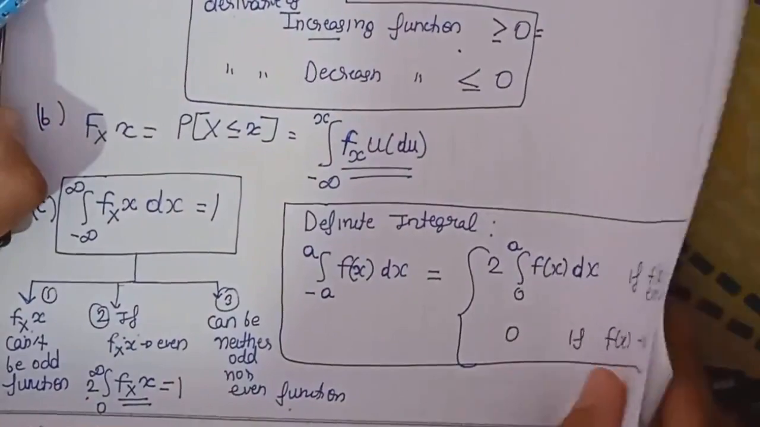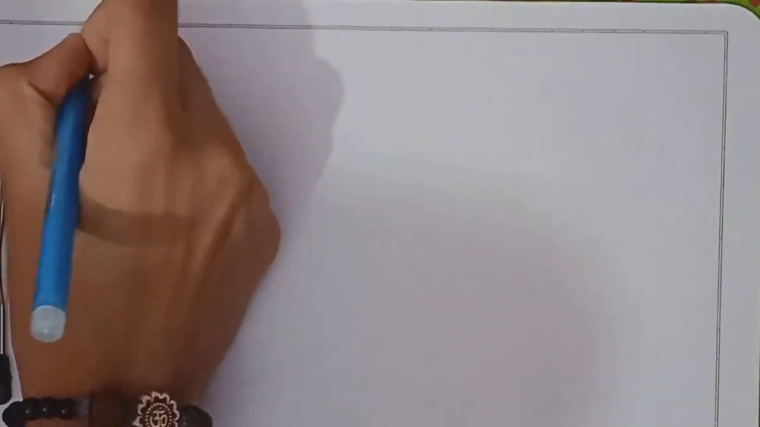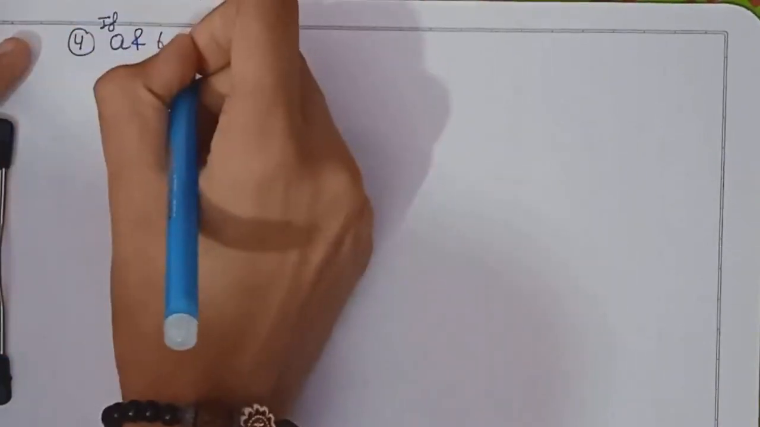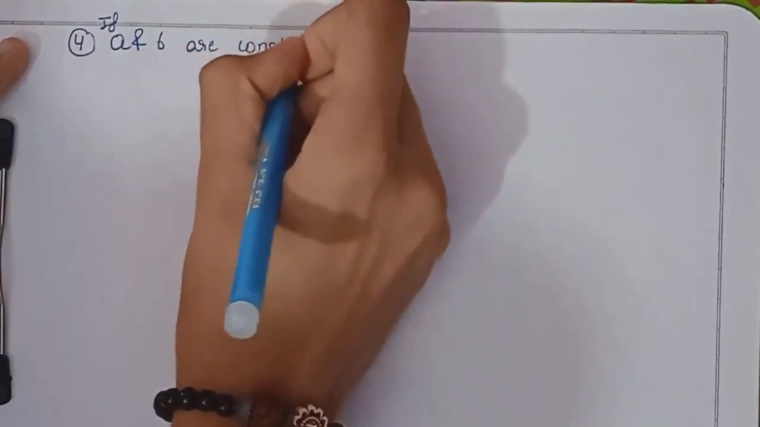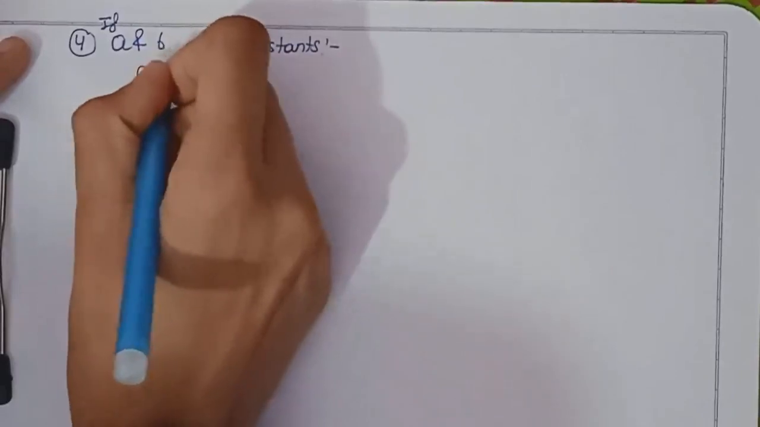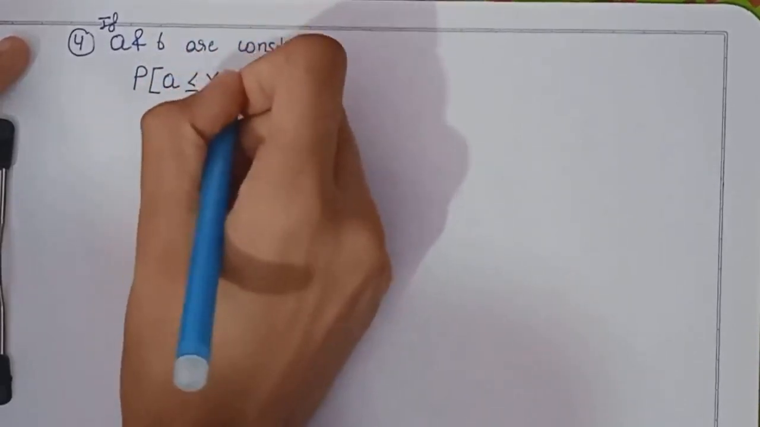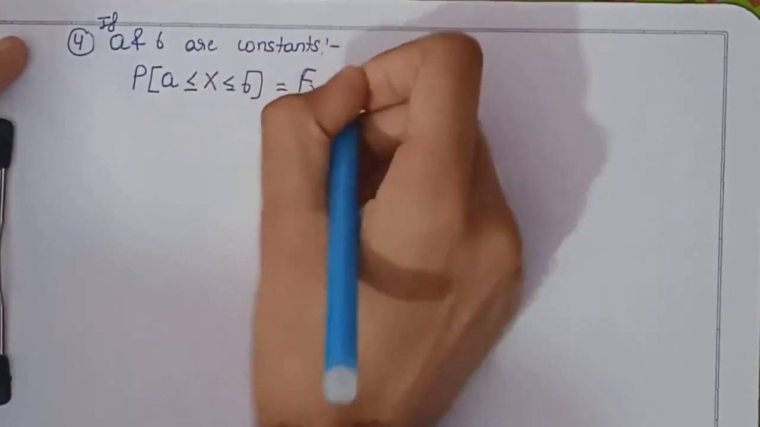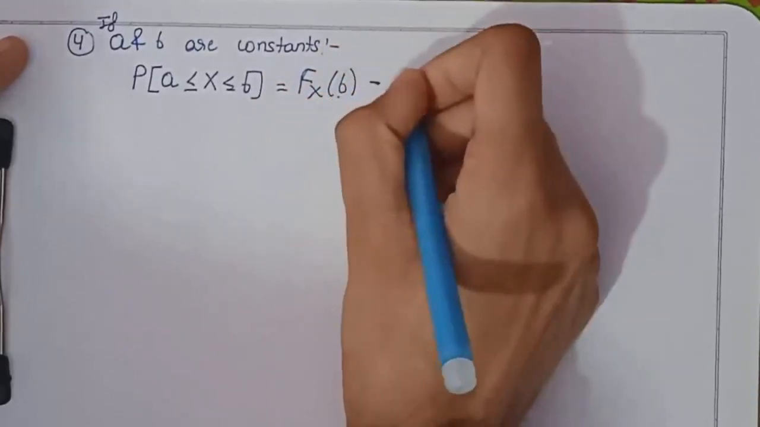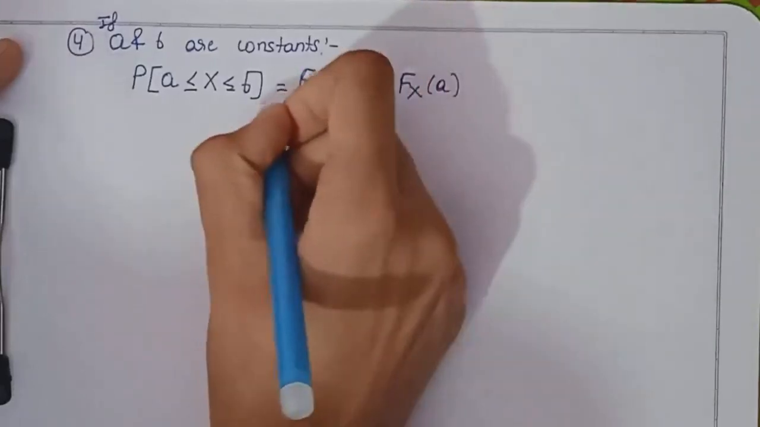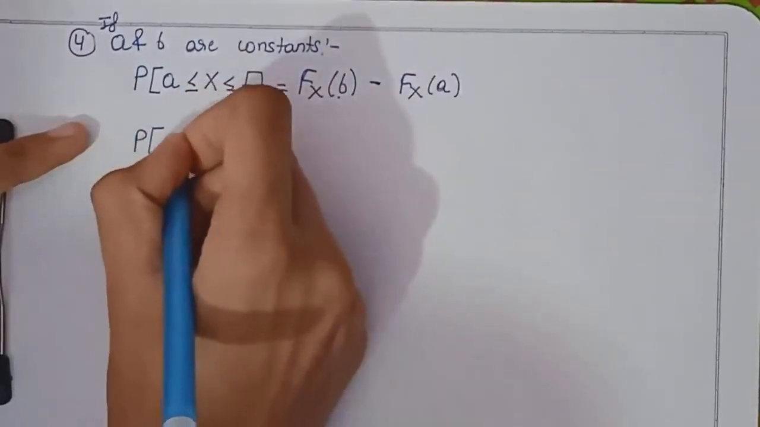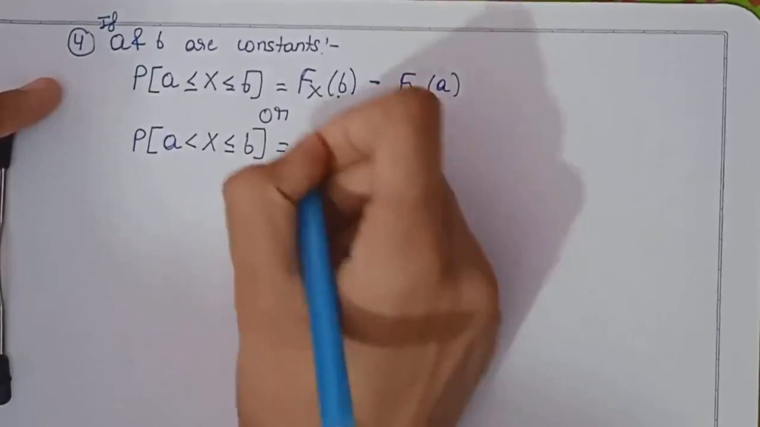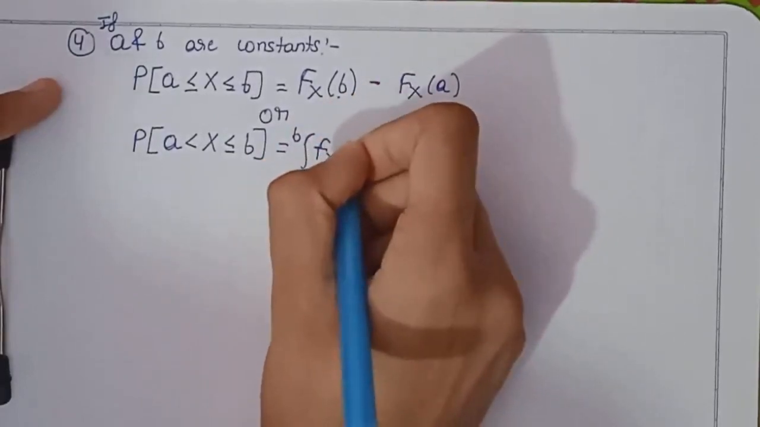Now let us move on to the fourth property of PDF. The fourth property of PDF says that if A and B are constants, then the probability that the random variable lies between A and B is equal to CDF value at B minus CDF value at A. Or in PDF terms, I can say that the probability that the random variable lies between A and B is equal to the integration from A to B of the PDF value.